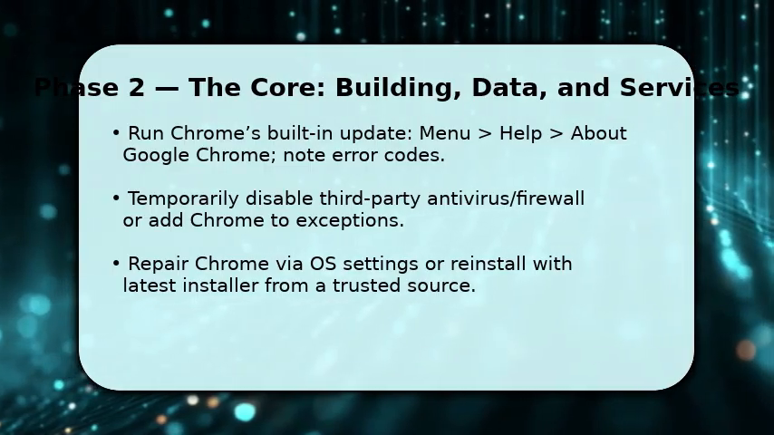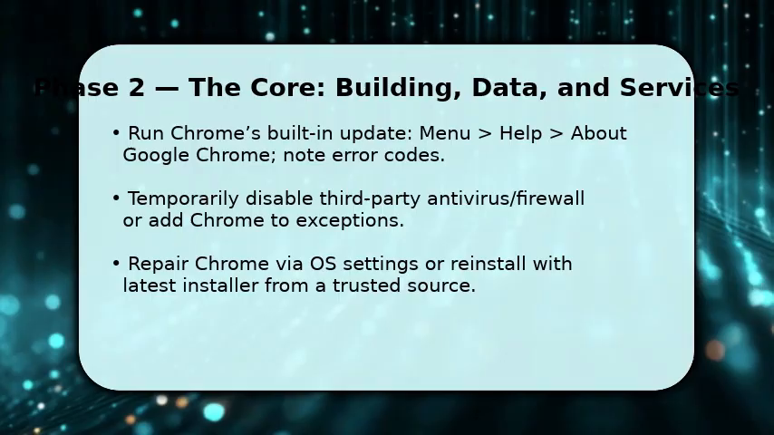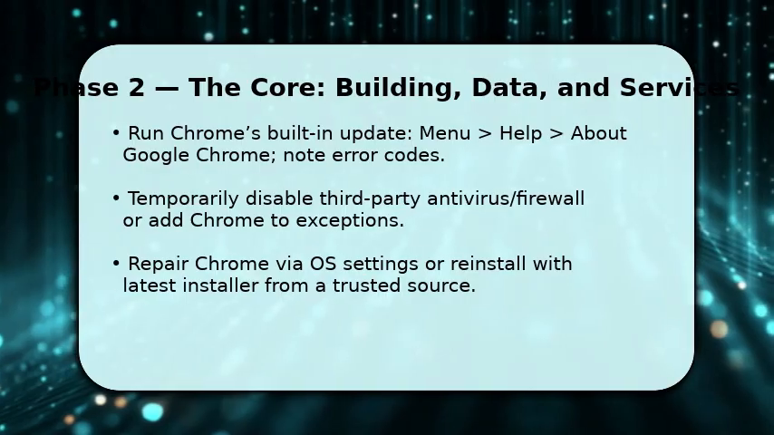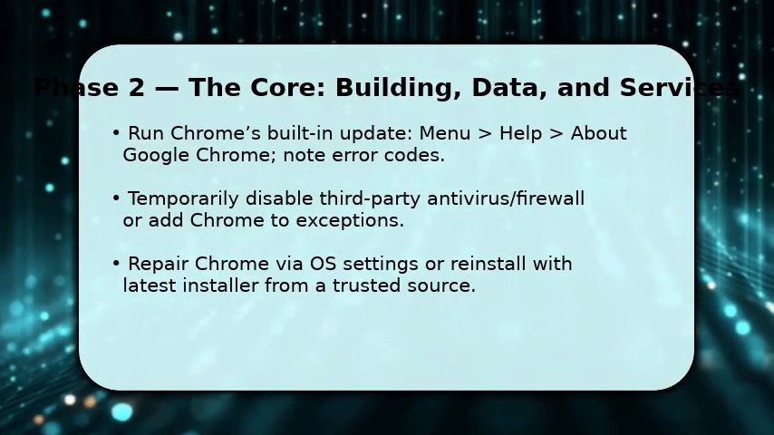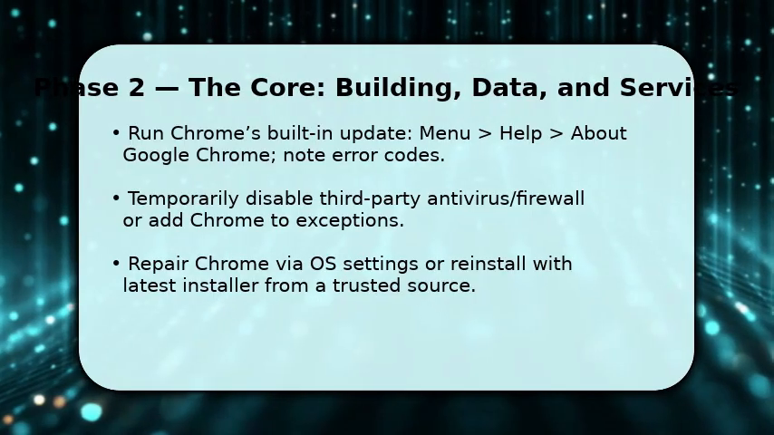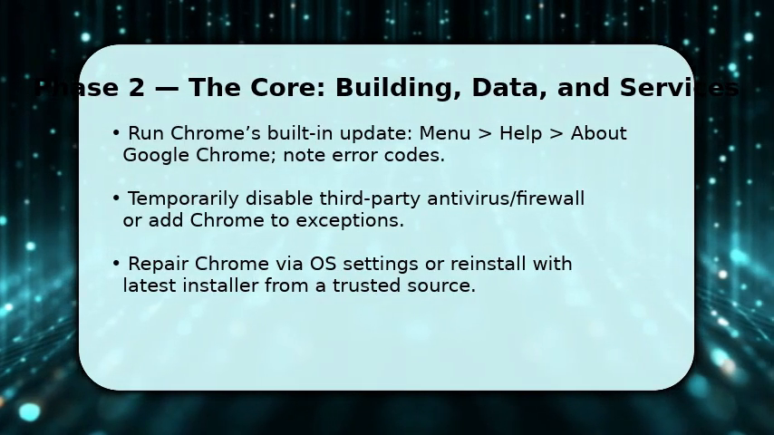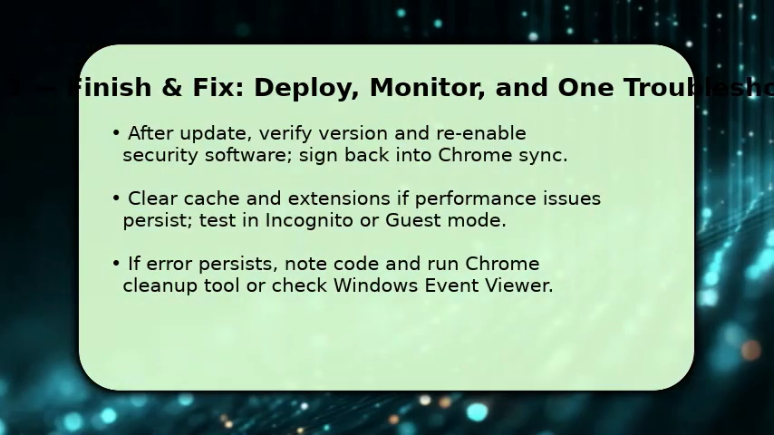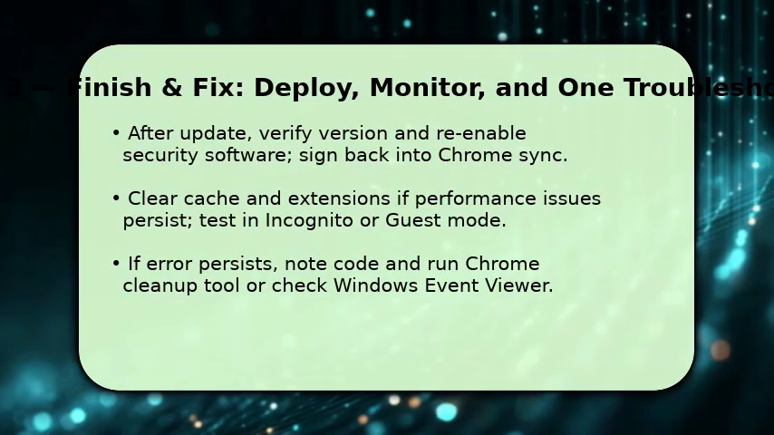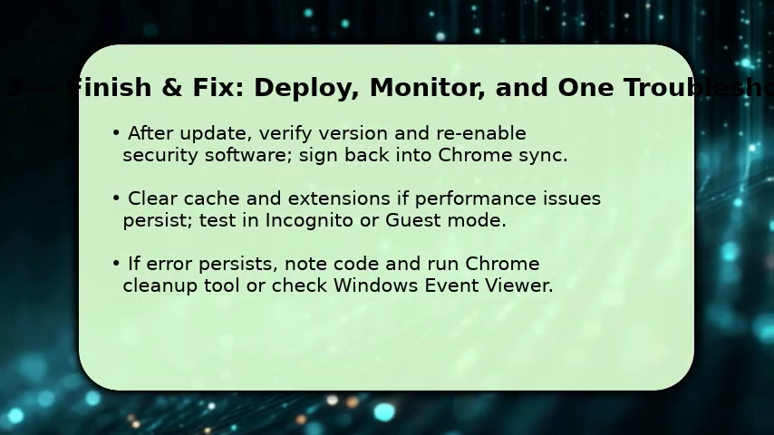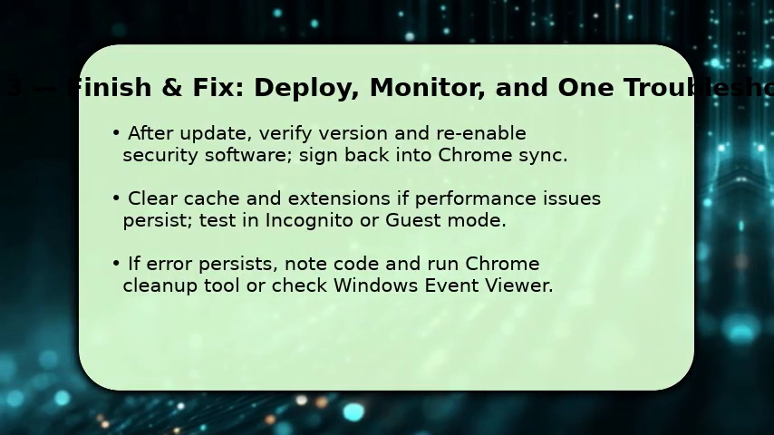If that doesn't work, use your OS repair option or fully uninstall Chrome, then reinstall using the latest installer you downloaded earlier. Make sure to restart the laptop between steps. That clears locked files and lets services restart cleanly before retrying. You finish by confirming Chrome shows the newest version, then re-enable your antivirus and firewall and sign back into sync so bookmarks and settings return.